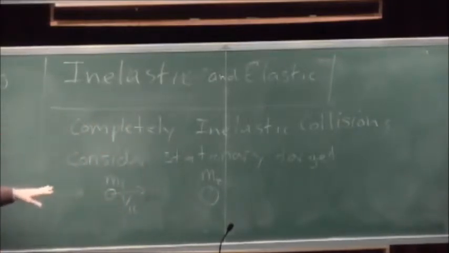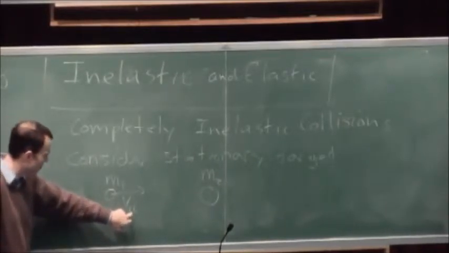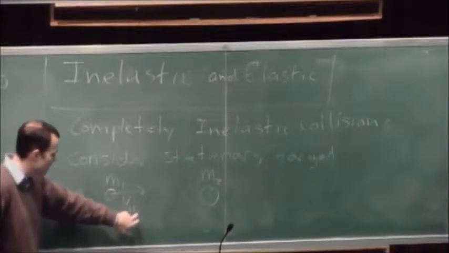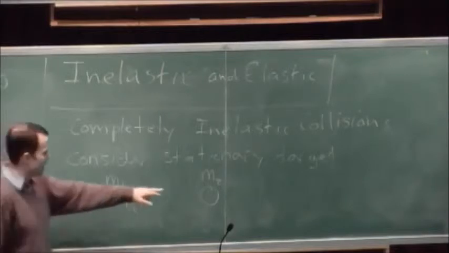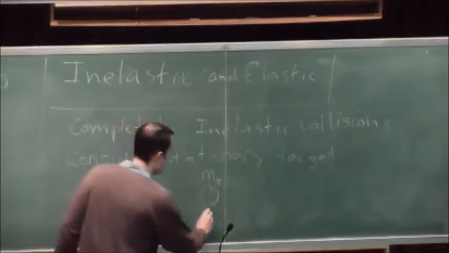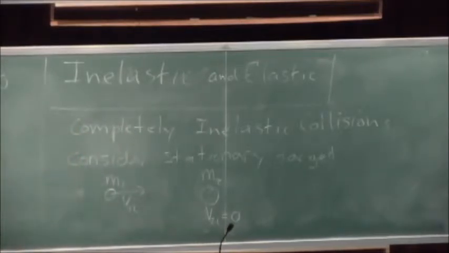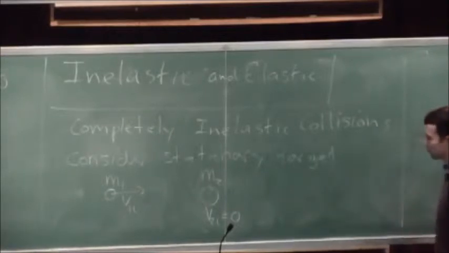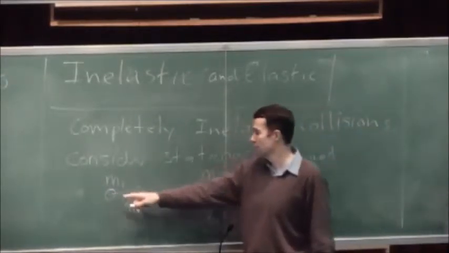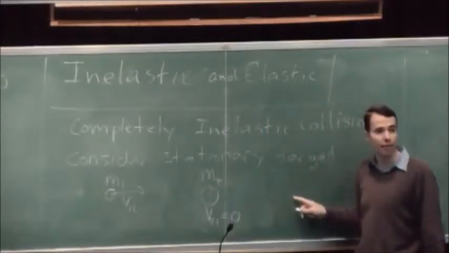So we're going to call this v1 initial, just meaning that this is for particle 1, and it's the initial velocity of that. That's what those subscripts do. Okay, so this is at rest, and so v2 initial is equal to 0. So this is a stationary target. Now what's going to happen in this scenario is that mass 1 is going to hit mass 2, and then they're going to move off together.